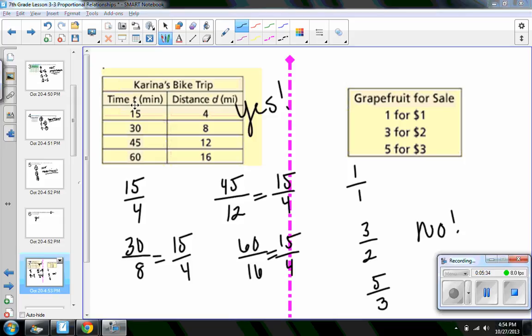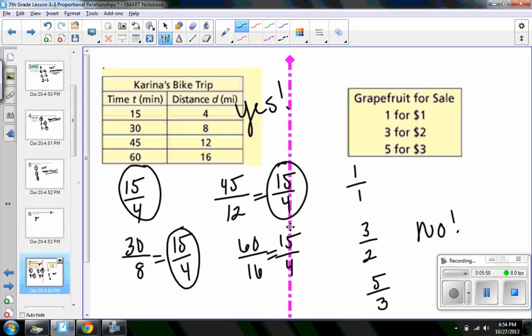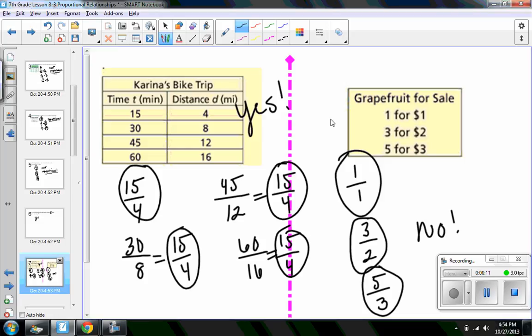So for Karina's bike trip, I took 15 to 4, then I put 30 to 8, divided the top and bottom by 2 to get 15 to 4. Then I had 45 to 12, so I divided the top and bottom by 3 to get 15 to 4. And then 60 to 16, divided the top and bottom by 4. So all of the ratios are the same. So yes, this is a proportional relationship. Here I put 1 to 1, 3 to 2, and 5 to 3. They are all simplified and they are not the same, so it's not a proportional relationship.